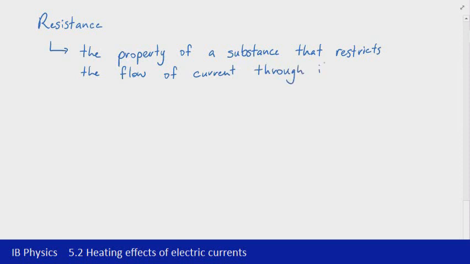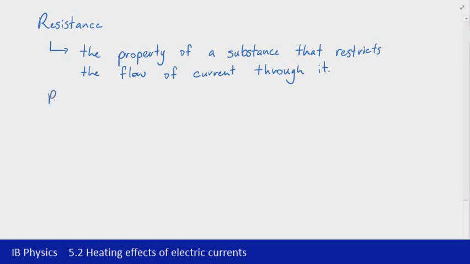The way that that restriction of current occurs is because electrons moving through the substance will transfer some energy to the atoms in that substance, and so there's kind of a friction between the electrons and the atoms, and as a result it makes it harder for the current to pass through.